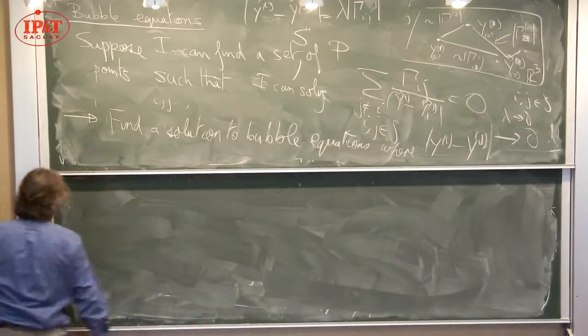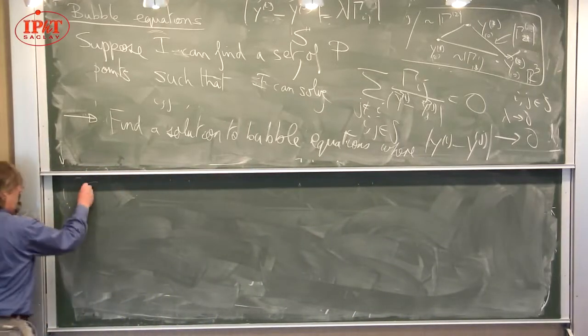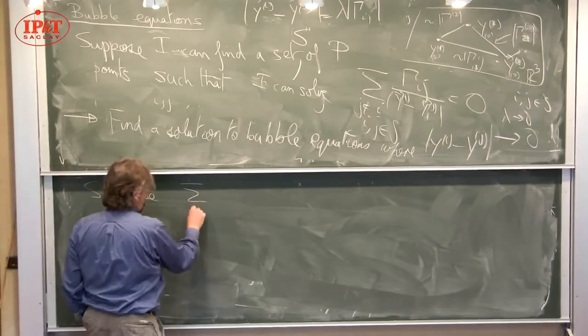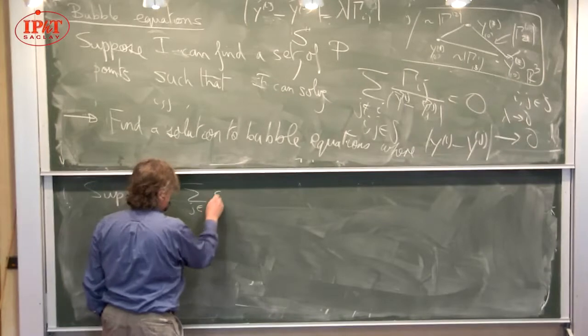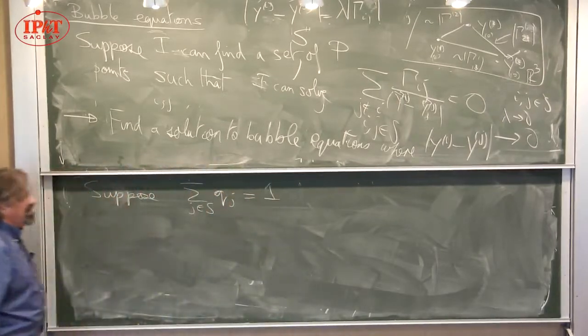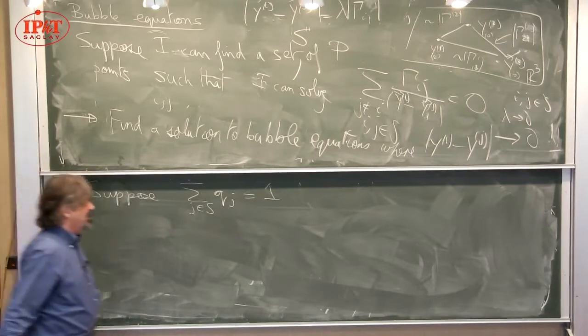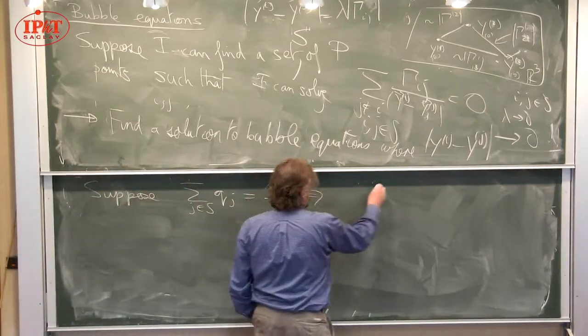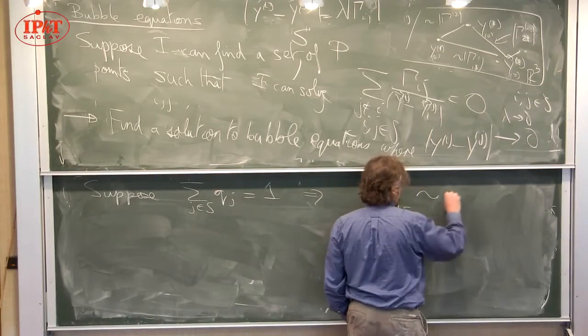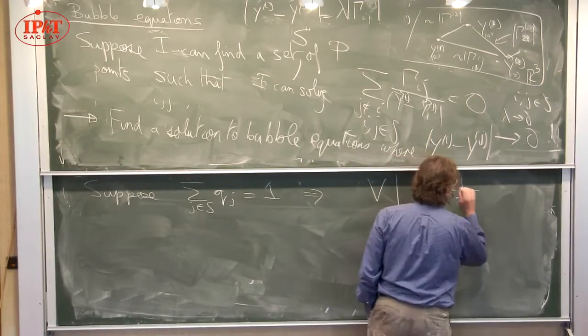So what do I claim? And let me make my life simple. Suppose that the sum of j in this set S of Q_j is 1. You can do it with 0, you can do it with anything, but I just want to make it 1. This makes, then, basically that V restricted to the set S scales like 1 over R.